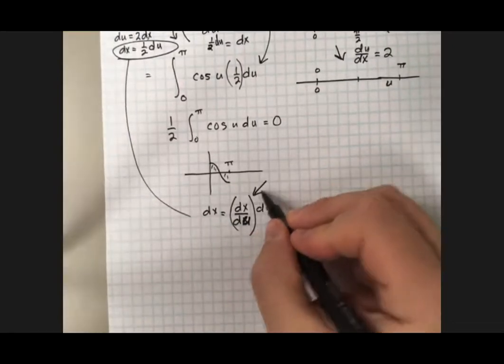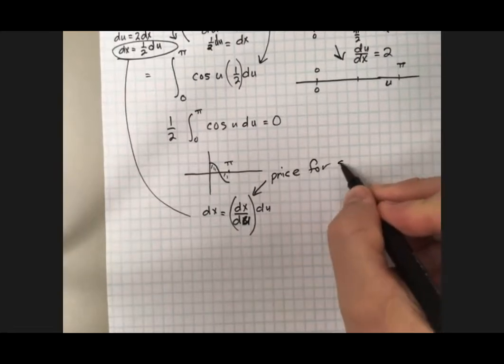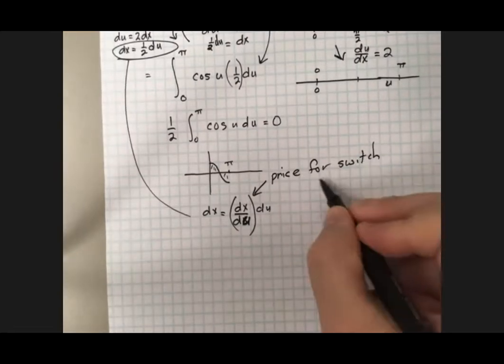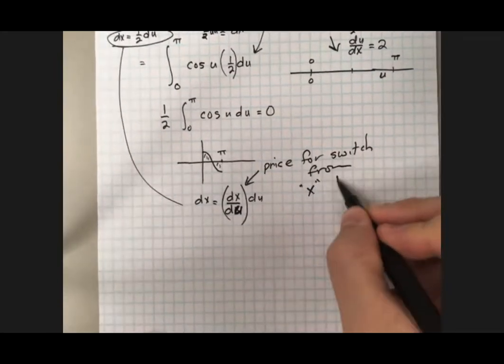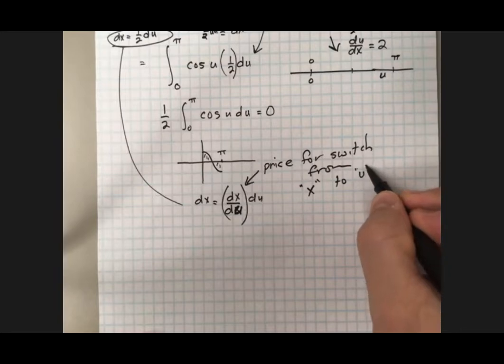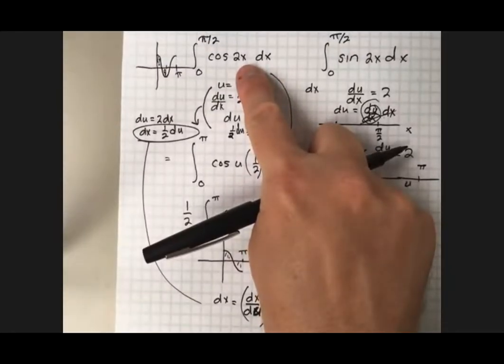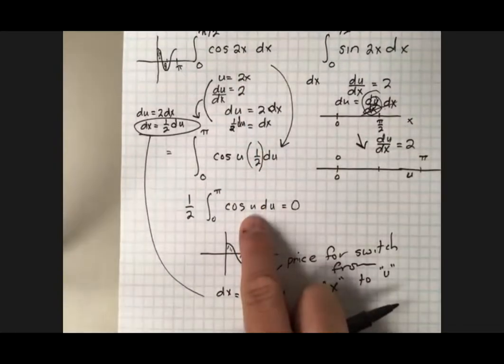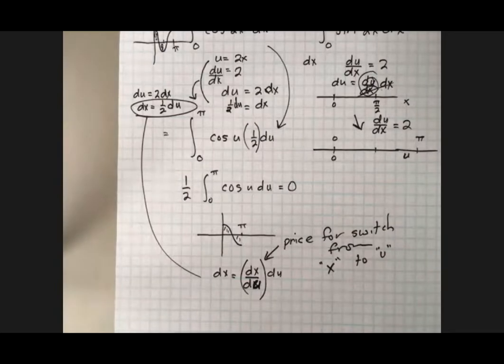This was the price for switching from x to u. From switching to this coordinate system in x, which wasn't terrible, but the first time you saw this, you weren't sure what to do with the 2, to switching to this coordinate system in u, where you had memorized that the integral of cosine was sine. And then you can evaluate it.